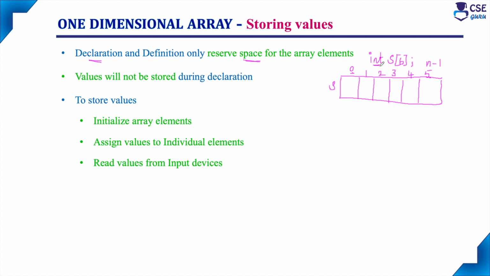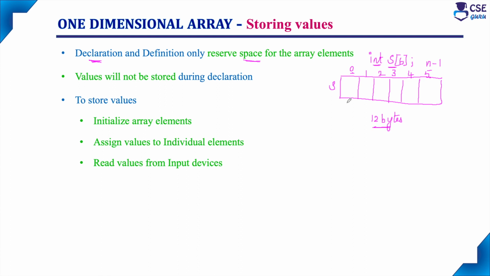So each element will require 2 bytes memory location. So for S of 0, 2 bytes, S of 1, 2 bytes. So totally 6 into 2, 12 bytes of memory location is required. So once you have declared the array, according to the size of the array required, it will allocate this 12 bytes continuously. So wherever this 12 bytes is available continuously, that memory space will be allocated for this array.